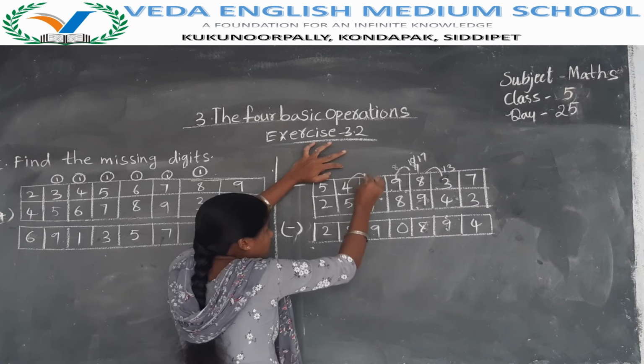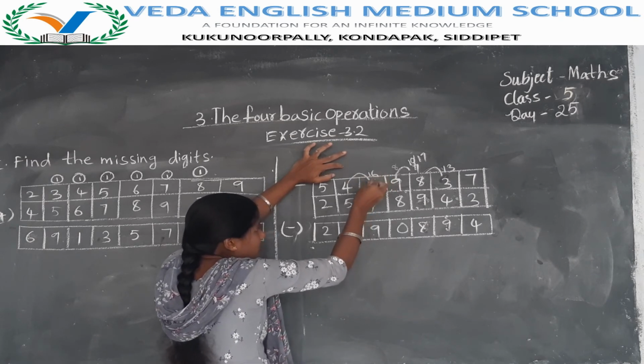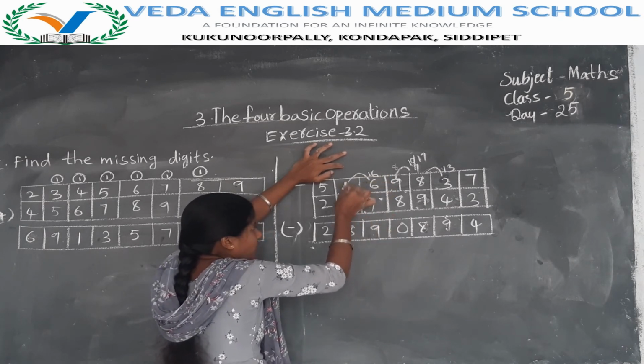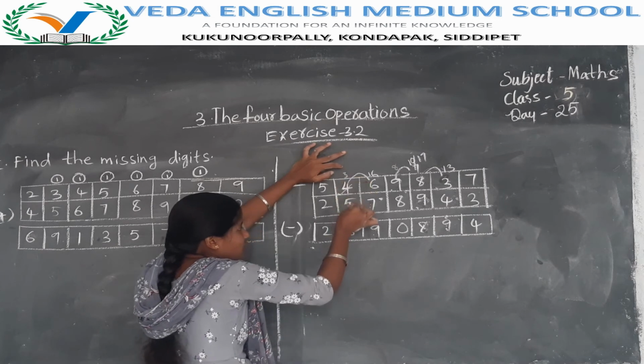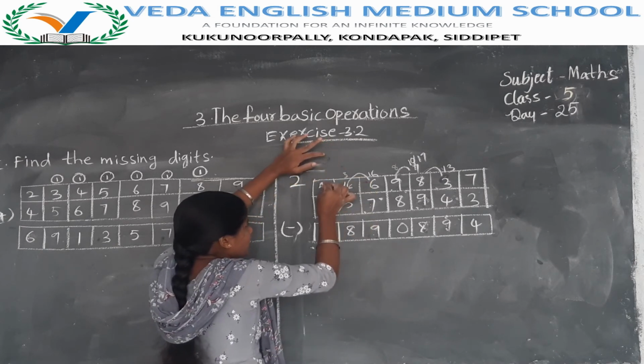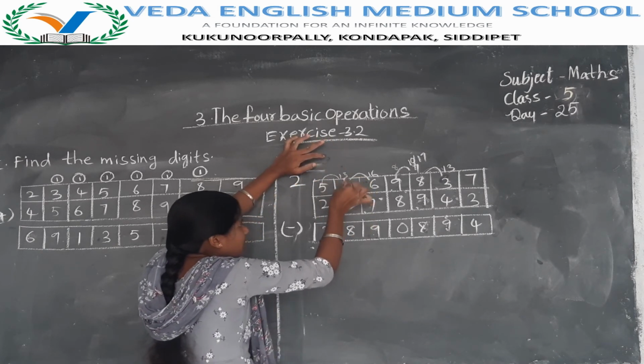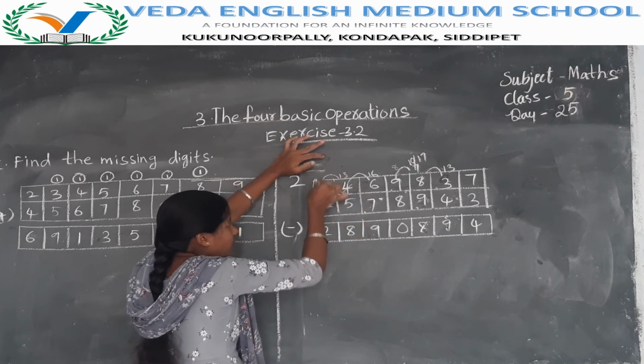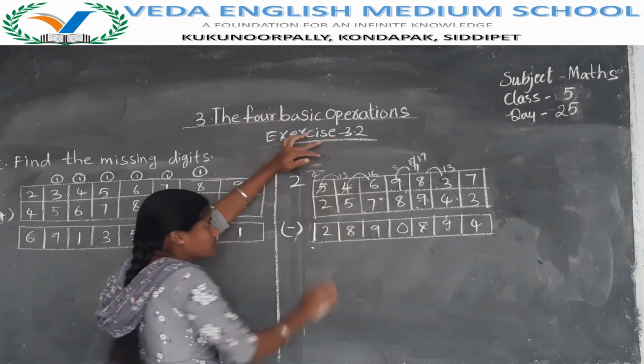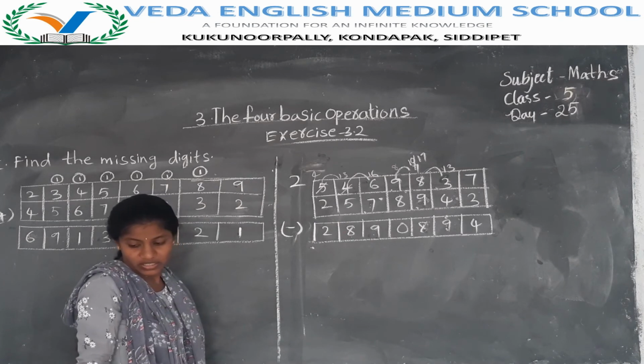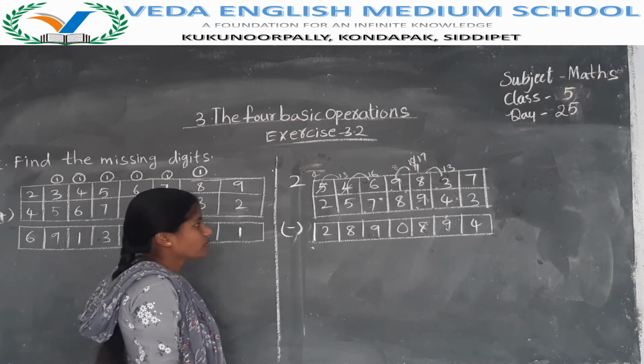Now if you take borrow, 16 minus 7 is 9, 4 becomes 3. Is 3 minus 5 possible? No, not possible. Then take borrow from here onwards, it becomes 13. 13 minus 5 is 8. 5 becomes 4. 4 minus 2 is 2. Understand? Like this you have to complete.